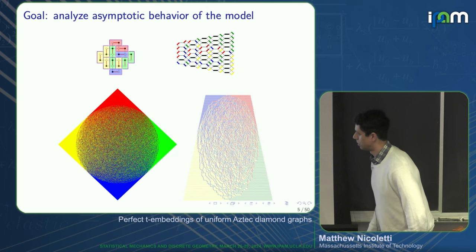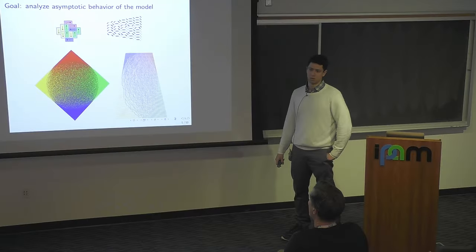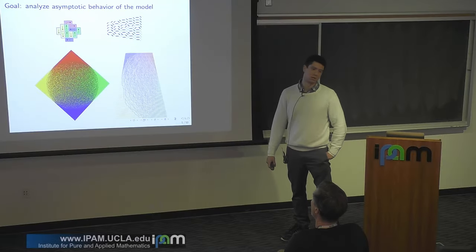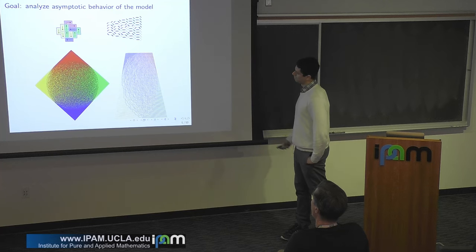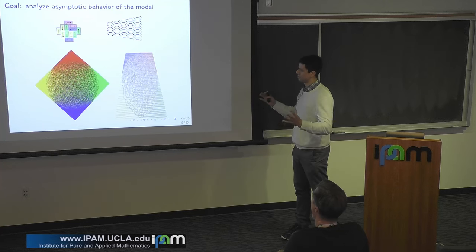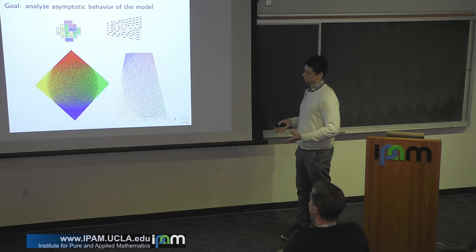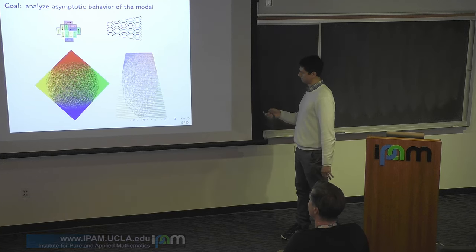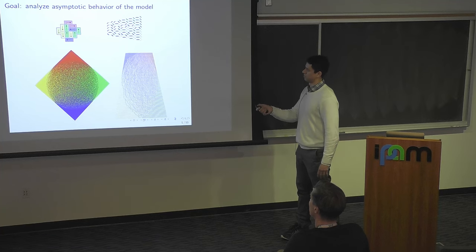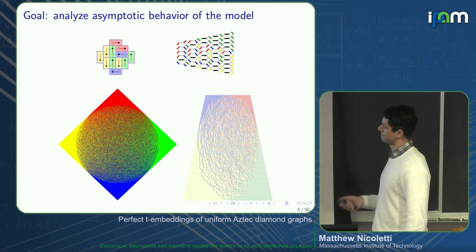So here we have two pictures of randomly sampled perfect matchings on large finite pieces of periodic graphs. On the left, we have a large piece of the square lattice called the Aztec diamond. And we colored the different types of edges in a fundamental domain like this. So you can view it as a tiling in this way. And that's what the colors are.